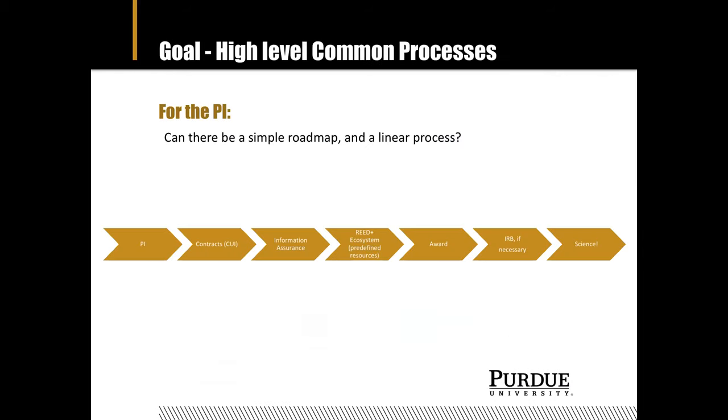So what we would like to do is to give them just a high-level process with a simple roadmap and a linear process. They can get a page with a bulleted set of lists that they can operate in order, march down: they get the contract, they get their data security plan, they get moved into the RE ecosystem, they get their awards, set up their IRB, and then do science. Then I think we would be successful.